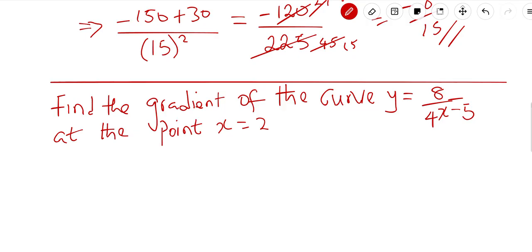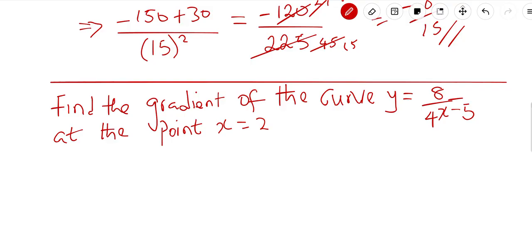4x minus 5. Remember when we were solving the first question, I told you you could also use the scalar multiple function to get the answer, but in our first example we used the quotient rule. In this example I'd love to use both, so that I can also show you how to use the scalar multiple function to solve questions like this. So I'm going to use two methods to solve this question. One is the scalar multiple rule, and the other is the quotient rule. We are going to arrive at the same answer, irrespective of the method we use.